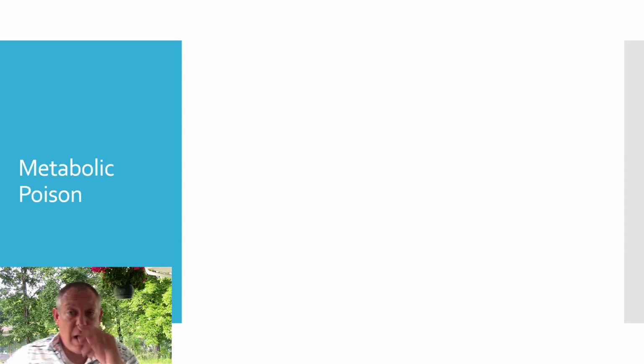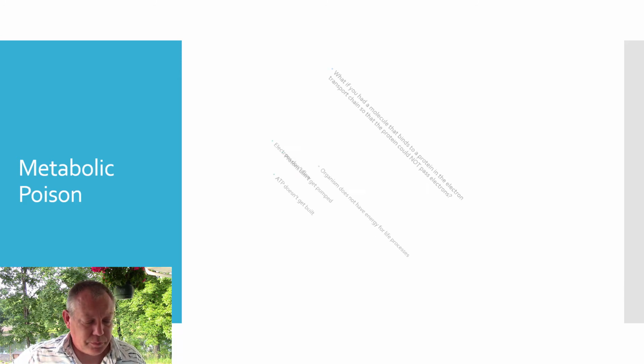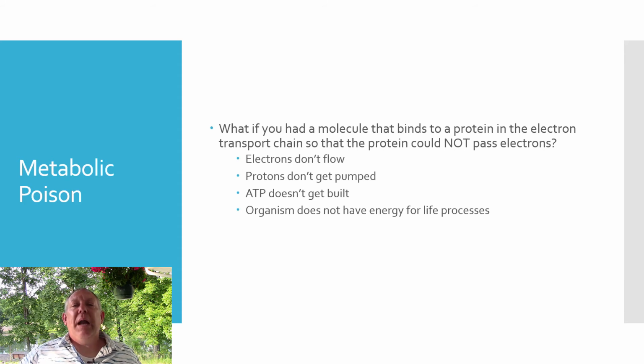And so now let's wrap up by talking about some of the consequences or some other interesting facts about cellular respiration. For example, what if you had a molecule that bound to a protein in the electron transport chain? And once it bound to that protein, it locked it up. And so now that protein can't pass electrons, right?